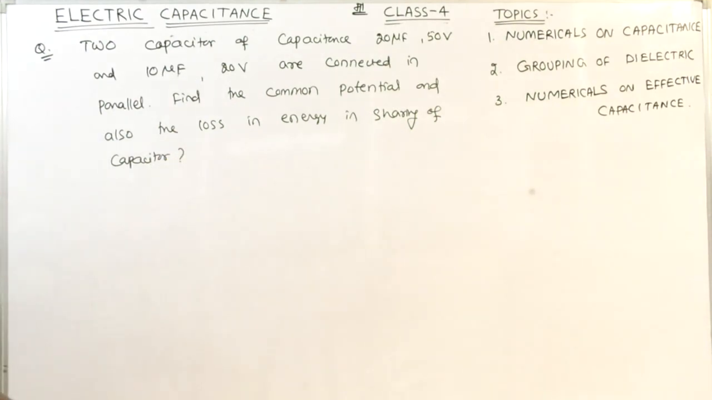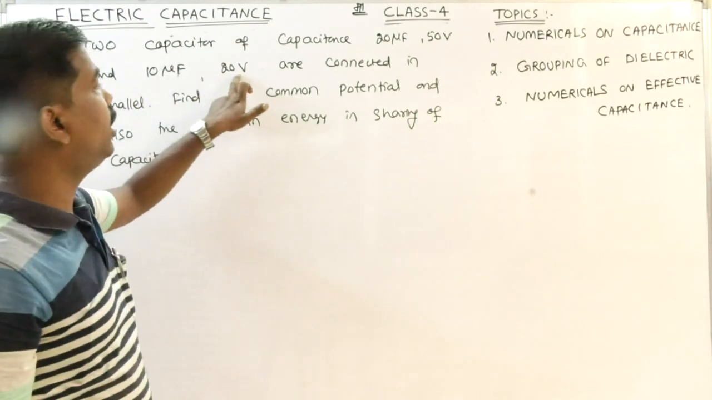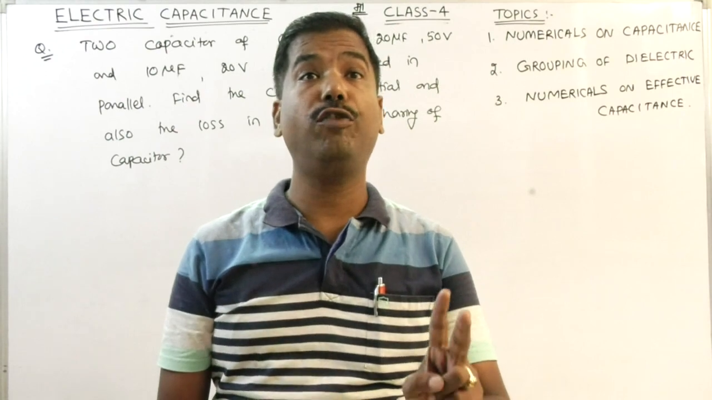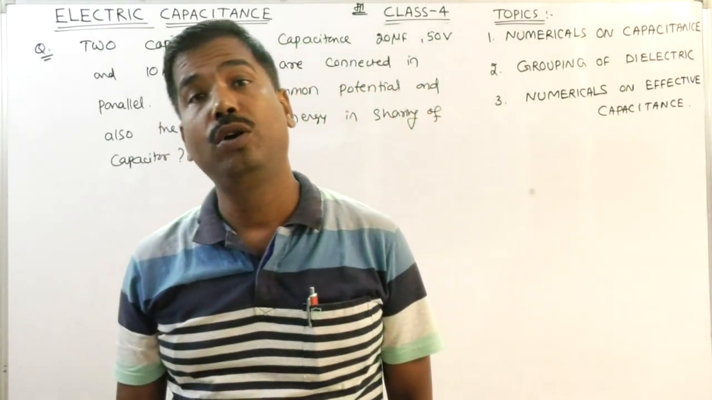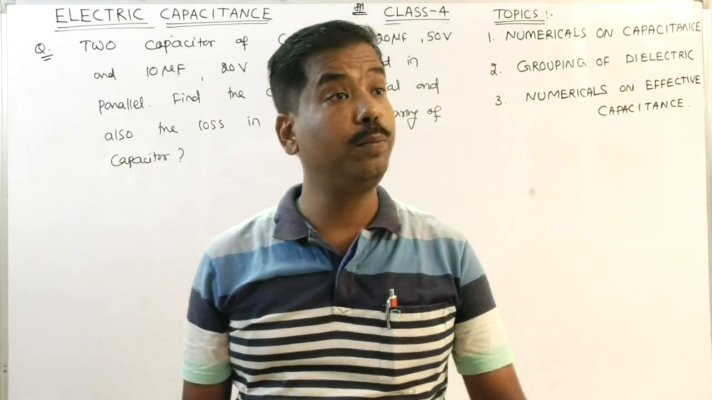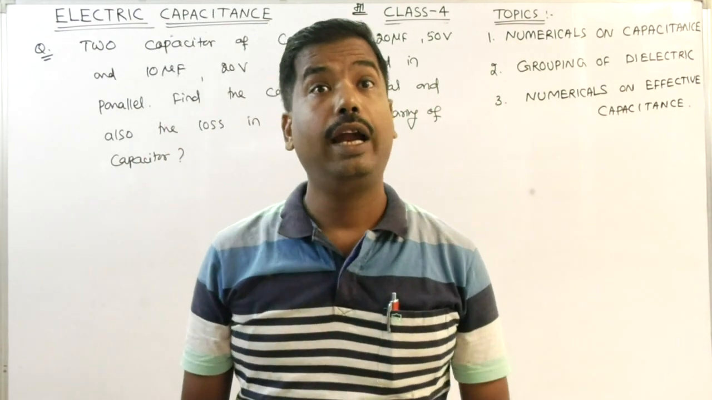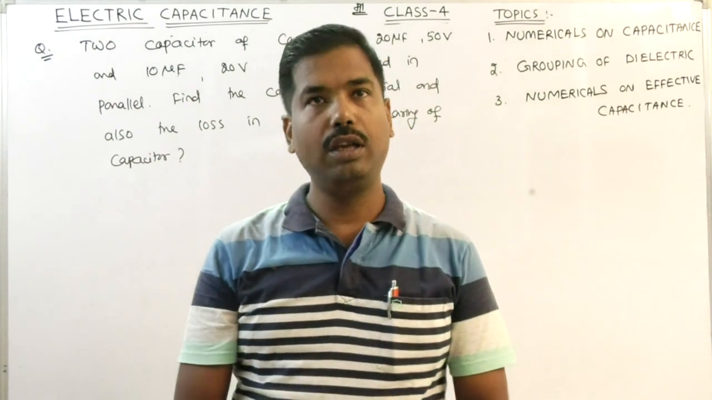Listen to me. Two capacitors of capacitance 20 microfarad, 50 volt and 10 microfarad, 20 volt. When two capacitors having different potential are connected in parallel, there is a charge flow from higher potential to lower potential until the potential of each capacitor is equal, and such potential is called common potential. Clear?